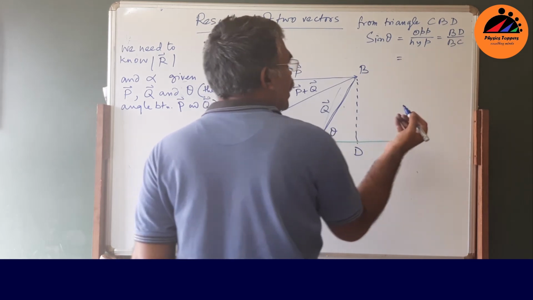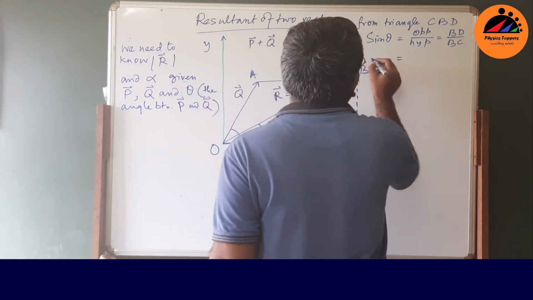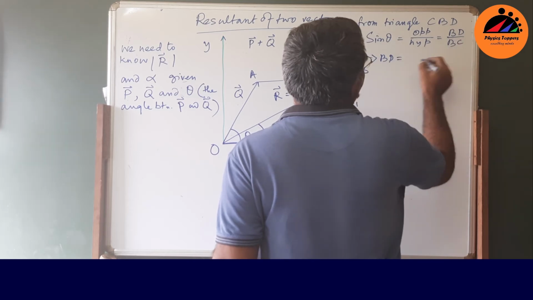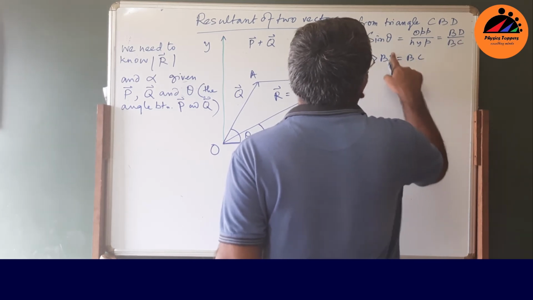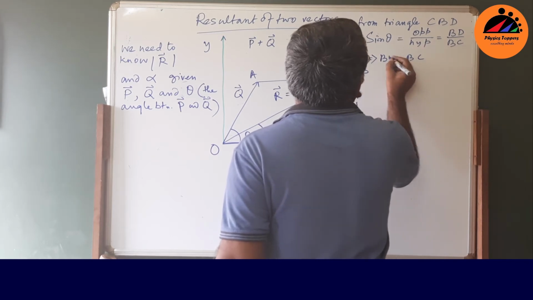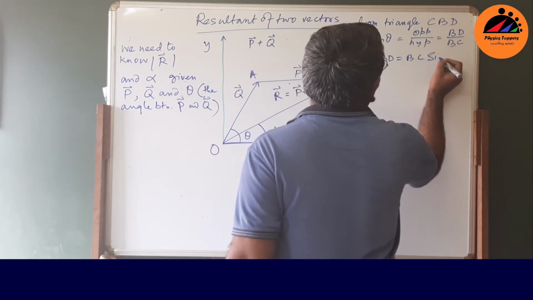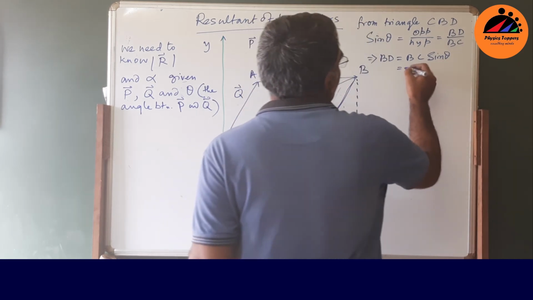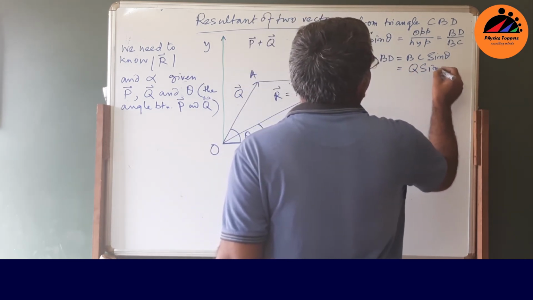What is BD? BD I do not know. So this implies BD equals BC sine theta. What is BC? BC is Q. So BD is Q sine theta.